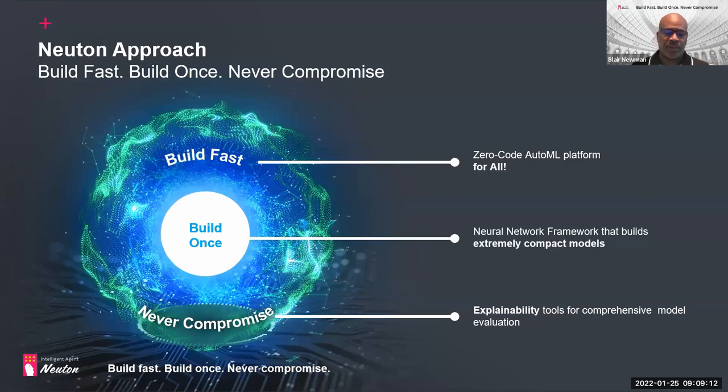So what's our approach? Our approach follows three very critical steps. Number one is we want to enable all of our partners and customers to produce a model efficiently. And this is where we begin to talk about accelerating your go-to-market. Neuton is a zero-code AutoML solution that enables you to produce models efficiently without compromising accuracy in one iteration.